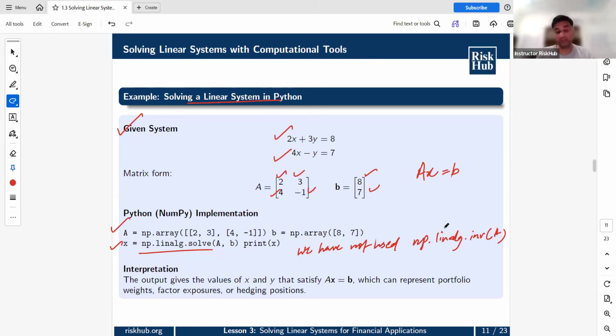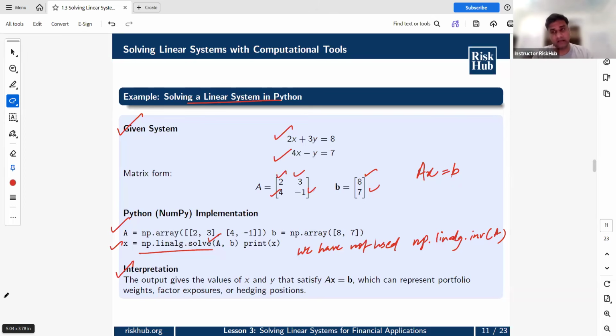The idea here is that institutional systems avoid direct inversion whenever possible because inversion can be unstable, slow, and memory intensive. So Python definitely loves this solve function. Internally it uses optimized numerical decomposition methods, and this is how large systems are solved, right? So imagine 5,000 stocks, 300 risk factors, 1 million constraints. The same idea scales upward. At hedge funds and banks, Python becomes the orchestration layer while underneath, high performance numerical libraries do the heavy lifting, right? And then we have the financial interpretation: solutions can represent portfolio weights, factor exposures, hedge ratios, and this is exactly correct, right?